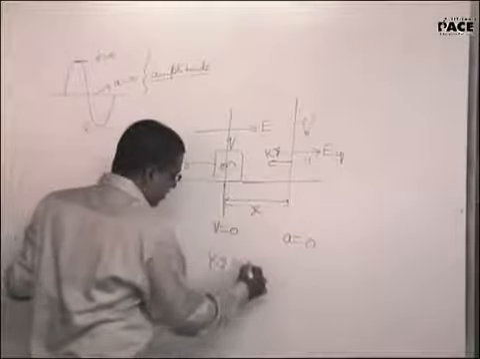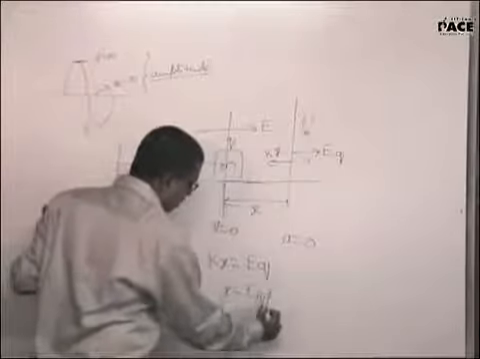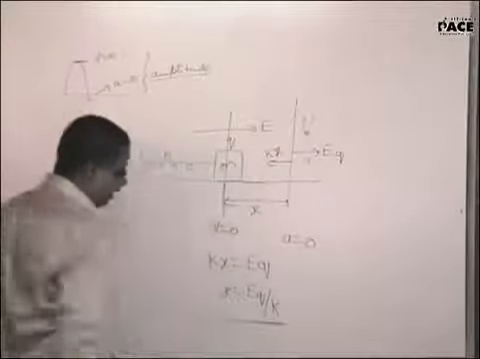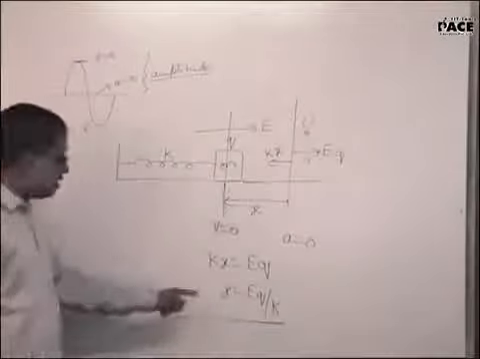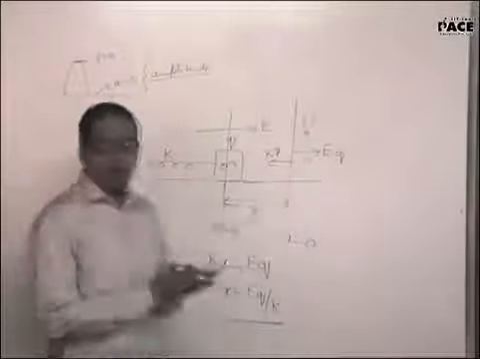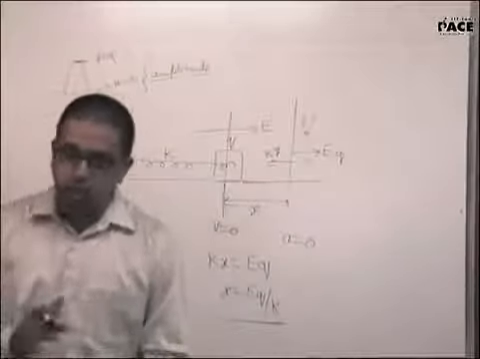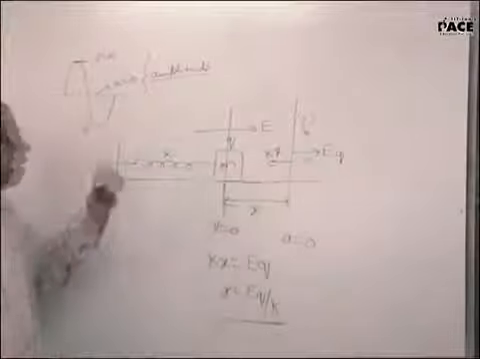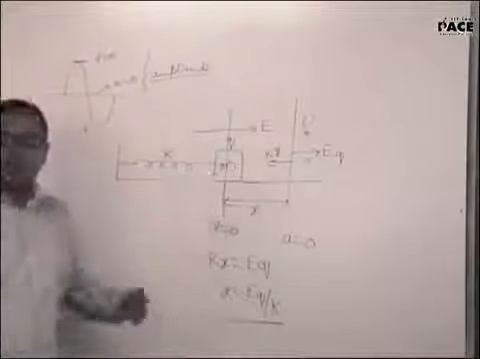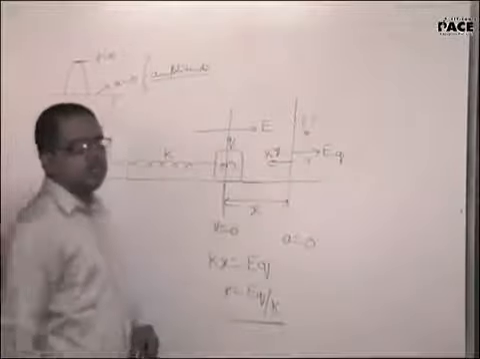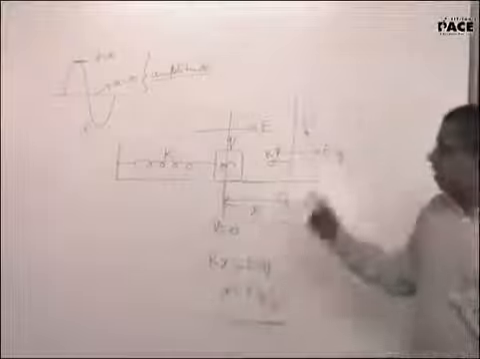Hence kx is equal to EQ. X is equal to EQ by K. Right? This will be the distance between the 2 points, the points where the velocity is 0 and acceleration is 0. So this is the second way of finding out the amplitude of a particular oscillation. There may be several other examples where you may exactly get the distance between the points of velocity 0 and acceleration 0. That will be the amplitude.